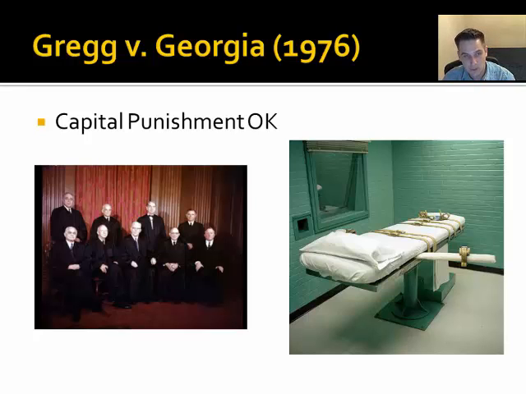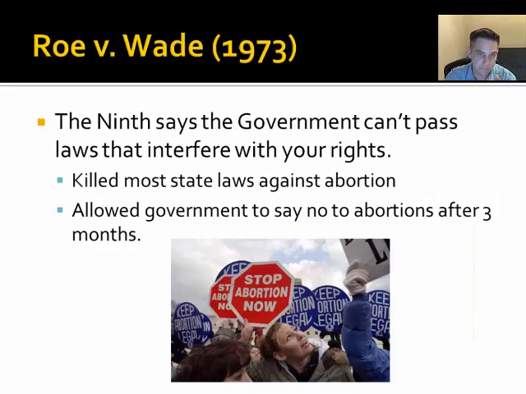Well, in Gregg versus Georgia, the Supreme Court under Warren decided, well, actually, capital punishment is okay. You can give the death sentence if you want to, as long as you're being consistent with it. And they decided that Gregg here was not unfairly assigned the death sentence, and so he could be put to death. So they just confirmed it's okay to have capital punishment. You just can't decide when you're going to enforce it and when you're going to not.